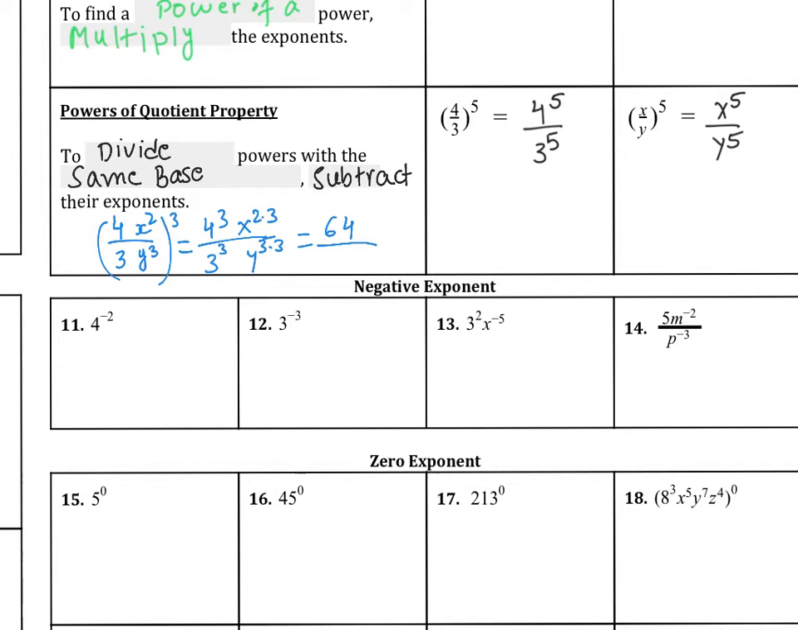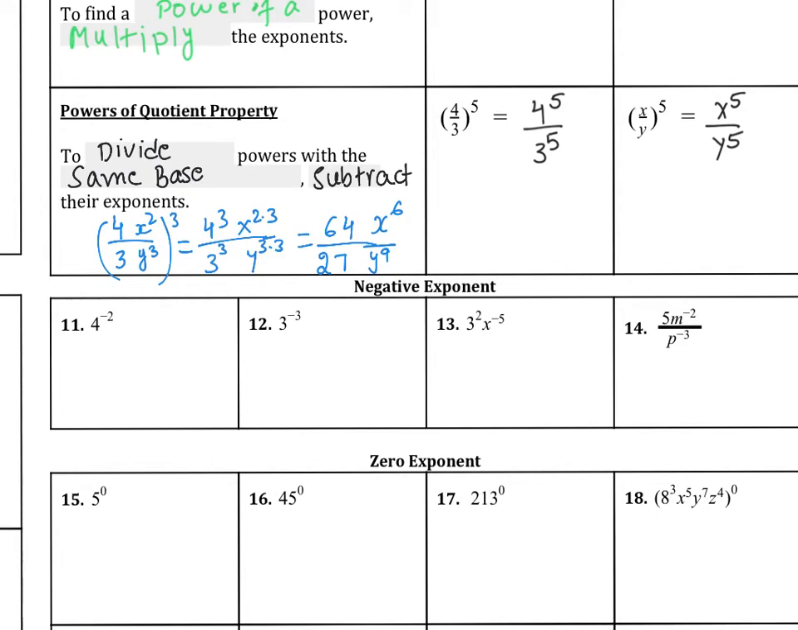3 to the power 3 means 3 times 3 times 3, which is 27. And then x to the power 2 times 3, which is x to the power 6. And y to the power 9. Now let's just look at number 11, and that's a negative exponent. So whenever you have a negative exponent, you always flip the number to make it positive.